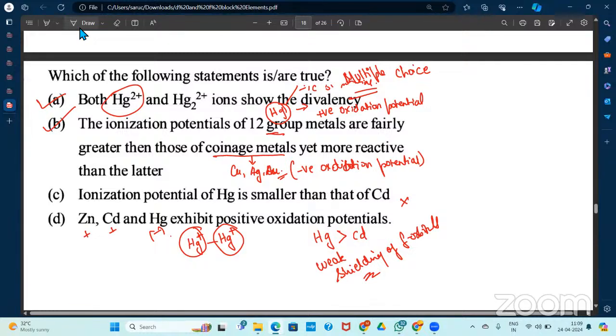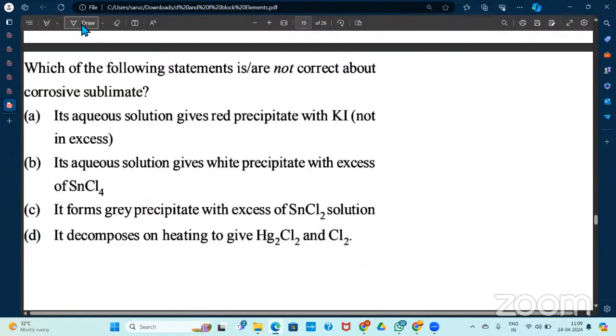Yes, ma'am. Okay. So the next question is, which of the following statements are not correct? You have to choose the incorrect statement about the corrosive sublimate. What are the statements given? It gives a solution with KI, not in excess; its aqueous solution gives a white precipitate with excess of SnCl4; it forms a gray precipitate with SnCl2 solution; and it decomposes on heating to Hg2Cl2 and Cl2.